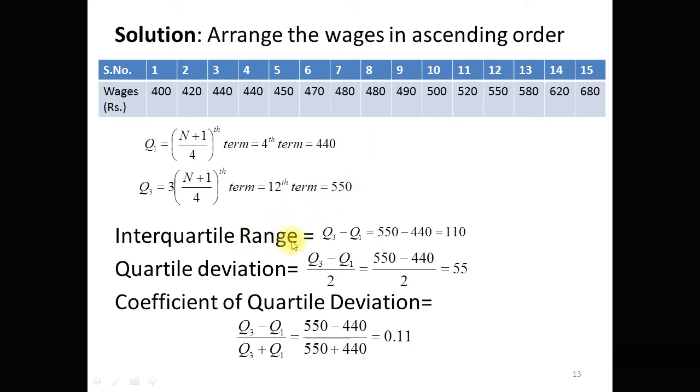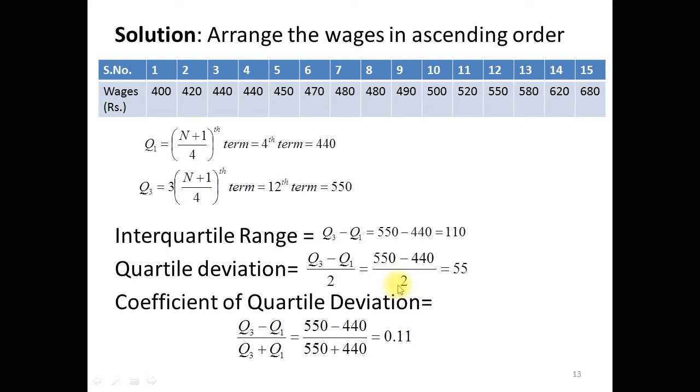Now the interquartile range is equal to Q3 minus Q1, and Q3 is 550 minus 440, which is equal to 110. And now the quartile deviation is given by (Q3 minus Q1) divided by 2. So the Q3 value is 550, and the Q1 value is 440, divided by 2, and after simplification we obtain the quartile deviation equal to 55.